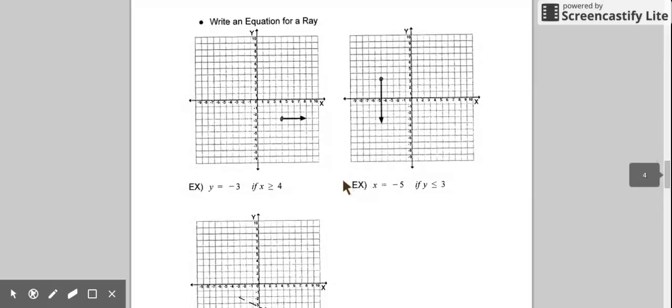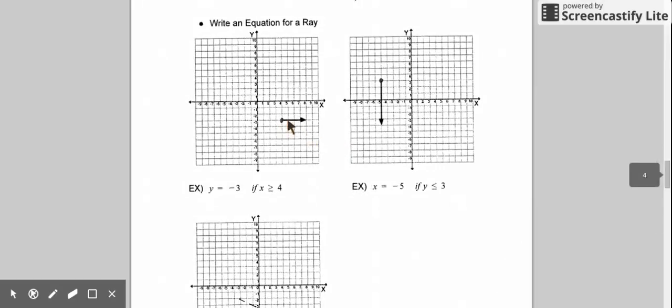We could write equations given the graph first. Again, we got a horizontal line. So y equals -3, but it only exists to the right of 4. So y equals -3 if x values are greater than or equal to 4. A vertical line, we got x equals -5, but only when y values are less than or equal to 3.